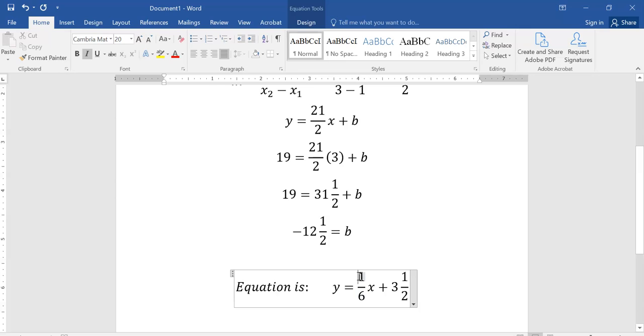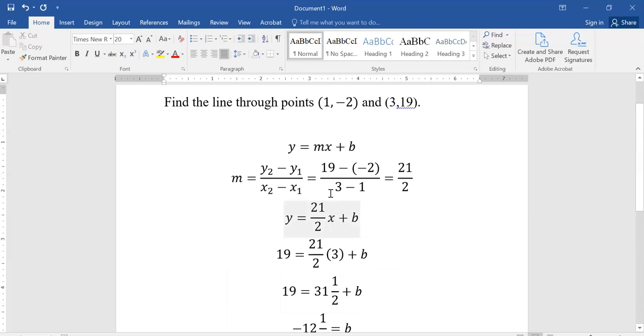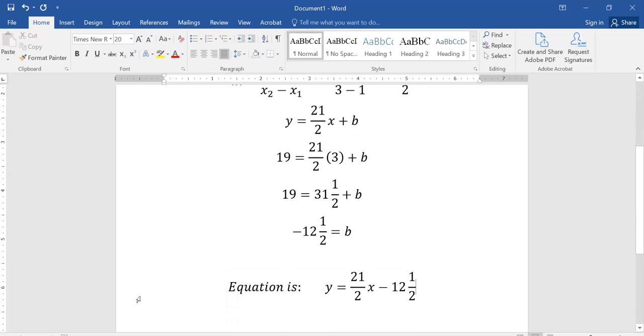All right. And so y equals 21 over 2x, and this is going to be minus 12 and a half as your b. So the equation for the line is that. Again, the thing to be careful about is when you subtract a negative, make sure you're adding. Okay? So there you go. Those are the first two equations on that sheet.